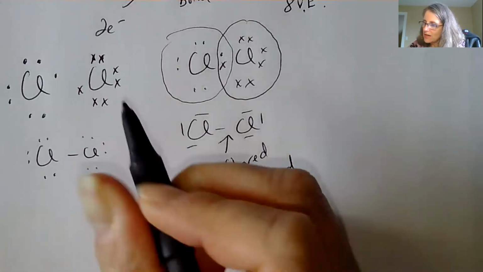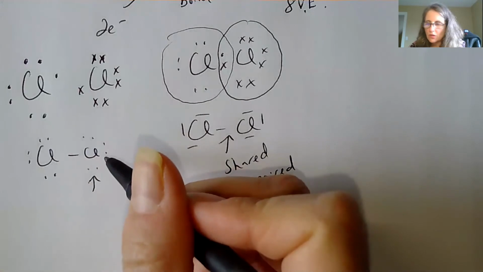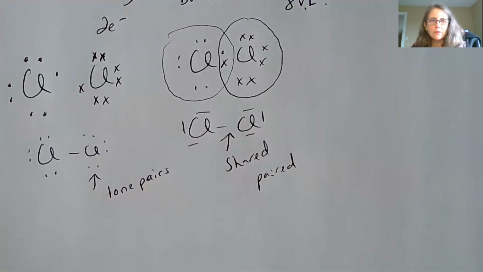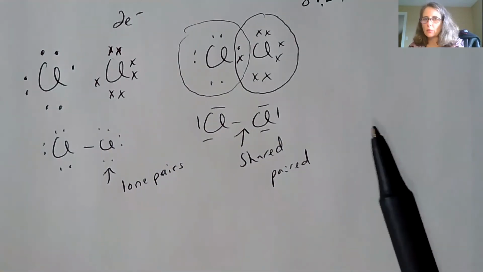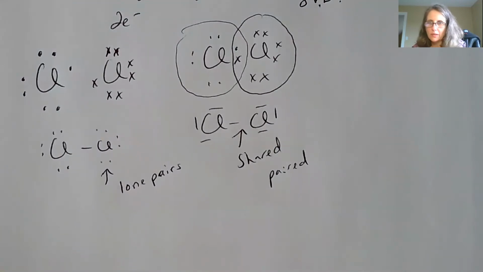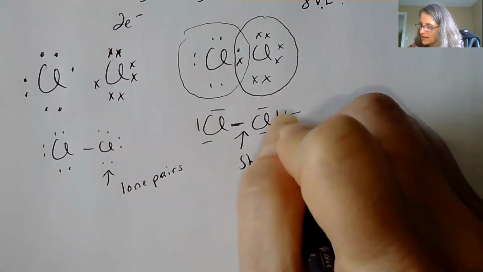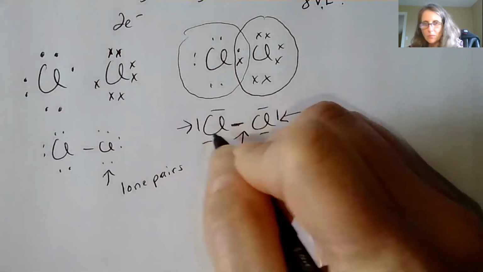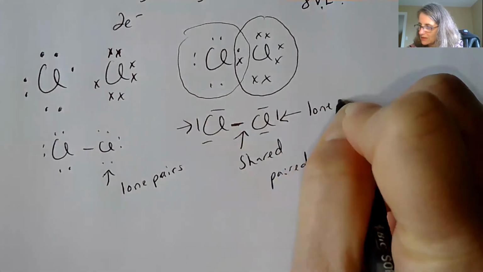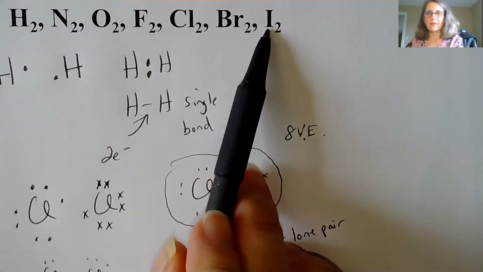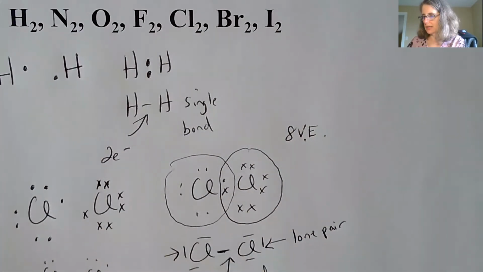The electrons that are not involved with the bond but are still attached to the chlorine are called lone pairs. They're lone pairs of electrons, and they're going to play a role when we talk about something called shapes. So shared is the bond itself, and anything around the outside of the atom, or anything not involved in the bond itself, is considered a lone pair. Most of the halogens are bonded that way, so I'm not going to draw any more of those. You're going to get some practice with that.